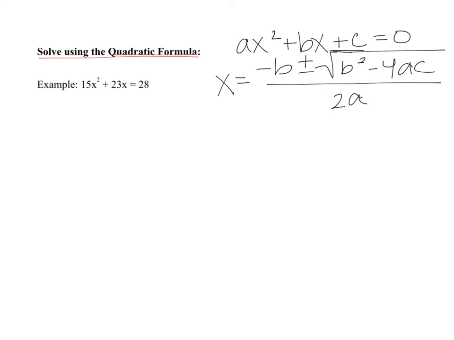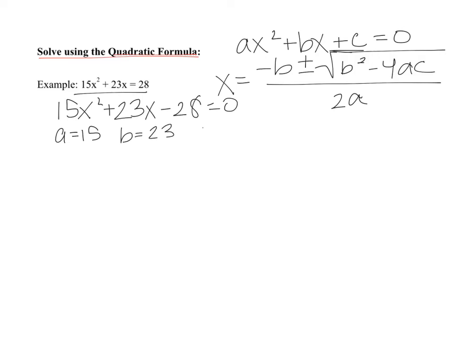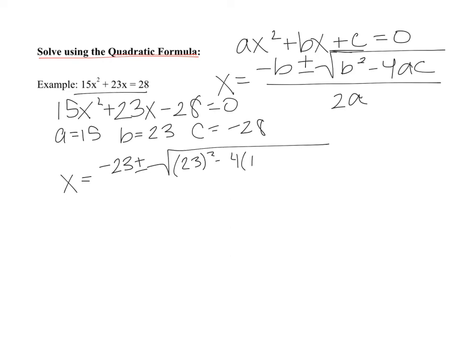So using this formula, if I put this into standard form and set it equal to 0, I have 15x squared plus 23x minus 28 equals 0. And this might be factorable, but I don't feel like factoring it. It's much too ugly. So I have a is 15, b is 23, and c is negative 28. So I have x equals negative 23 plus or minus square root 23 squared minus 4 times 15 times negative 28 all over 2 times 15.